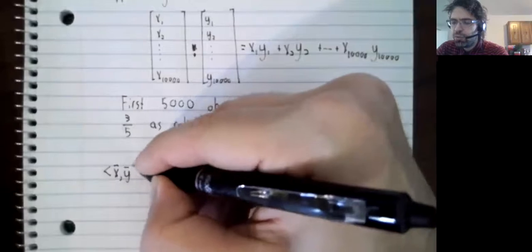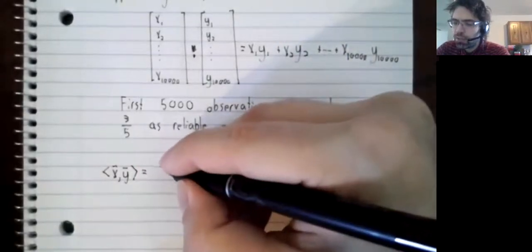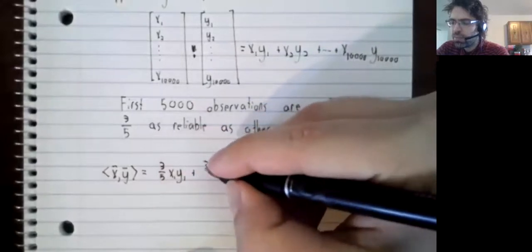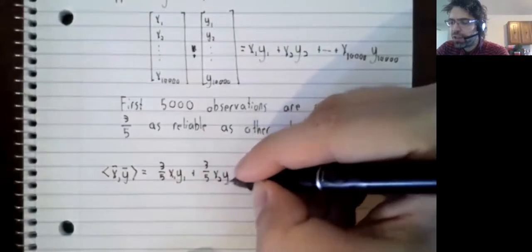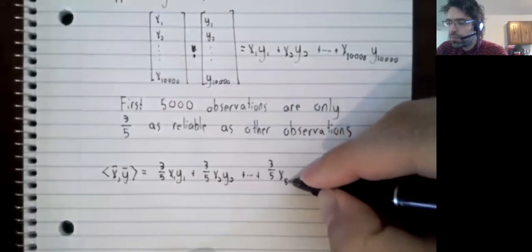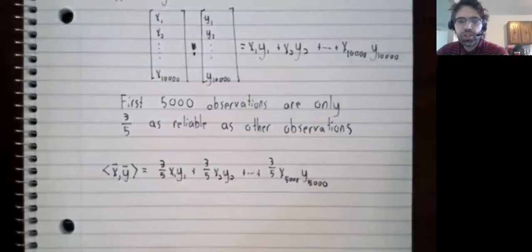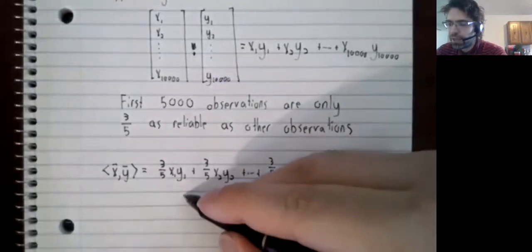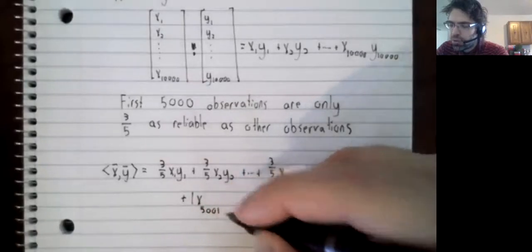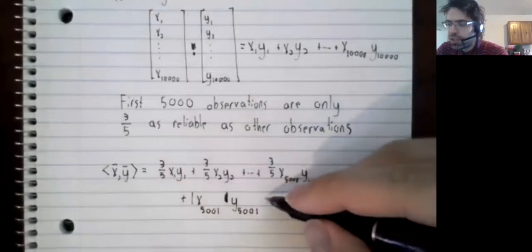We define a new inner product that looks basically like the old one, except that these older observations have 3/5 in front of them to reflect the fact that they are less reliable and should not be influencing the sum as much. In front of the remaining observations, we'll put a 1.